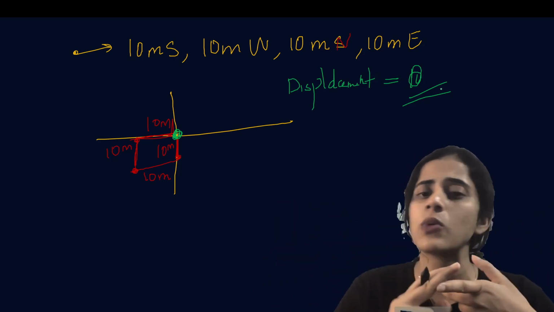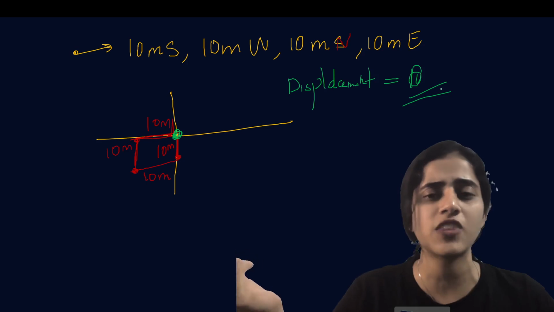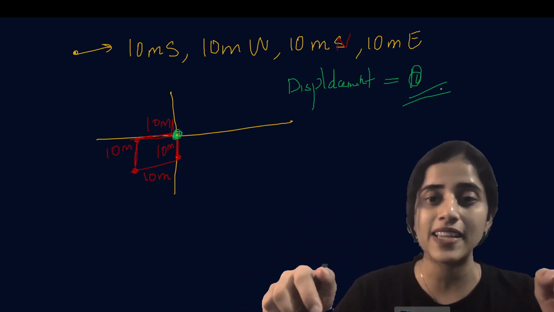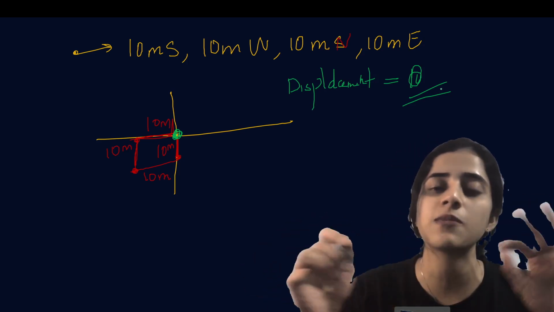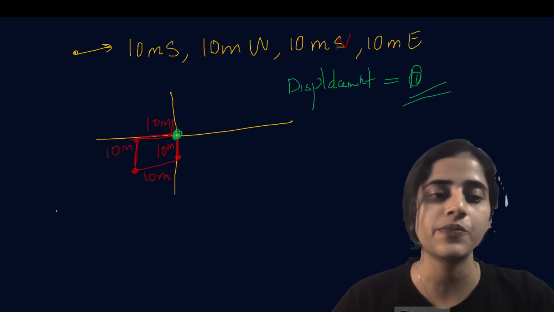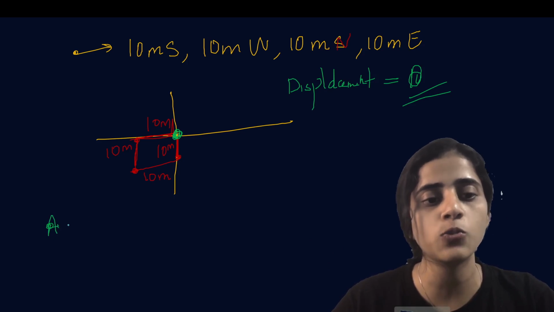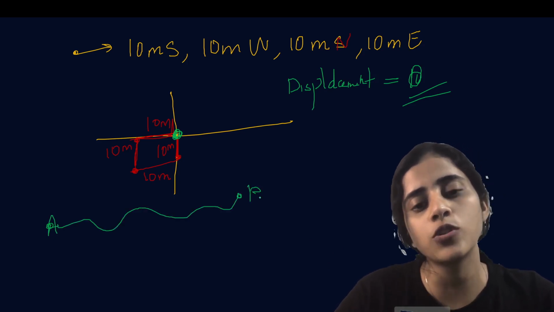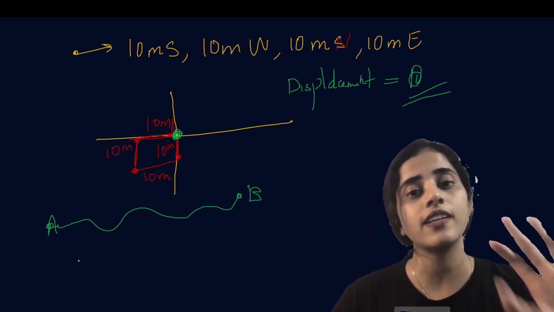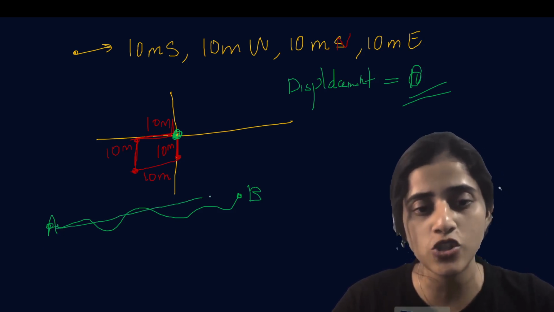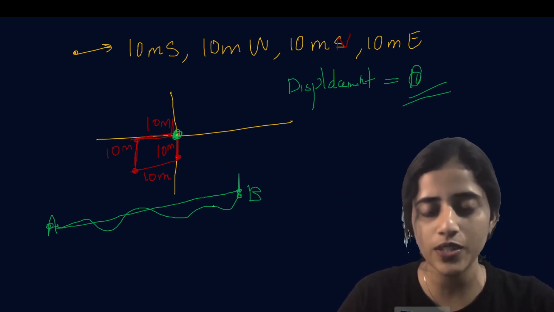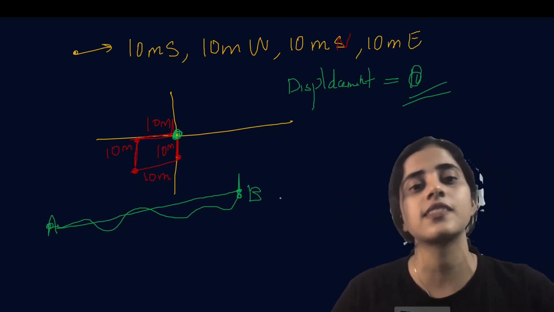Now some of you might be wondering what displacement and distance are, and what the difference is. Distance is the total distance a person travels. Displacement is the shortest possible path a person can take. I can give you another example. Let's say you move from A and you go all the way till B. The total path you cover is your distance. Displacement is the shortest path you can take, which is this straight line. So that's the difference between distance and displacement.